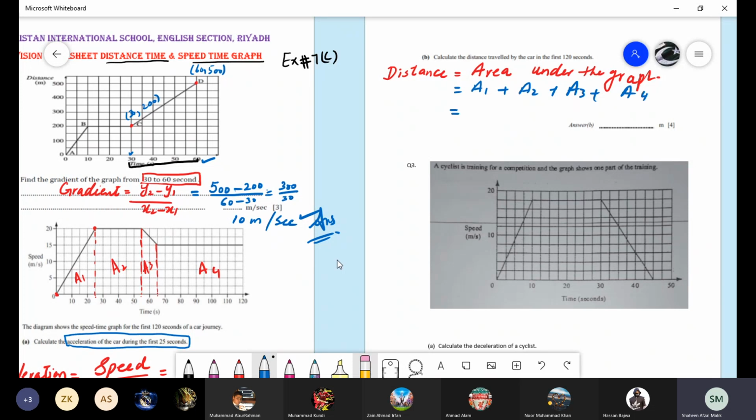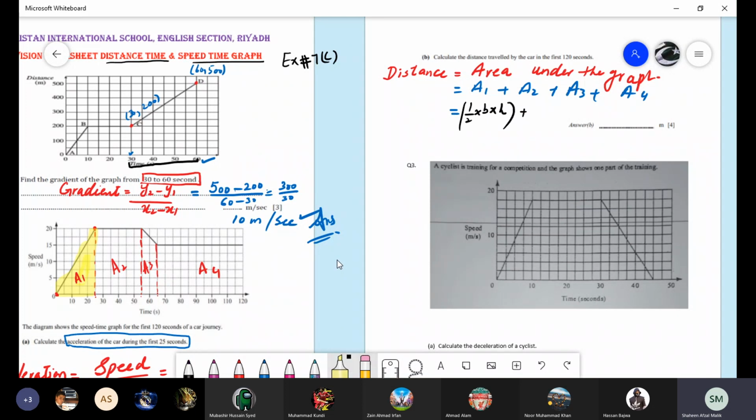What is A1? What is this part? I will color it. Is it a triangle? Yes, boys. Yes, ma'am. Formula of the triangle: 1 over 2, base times height, not length.